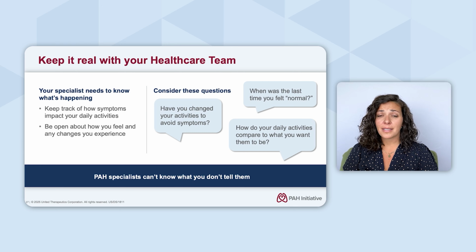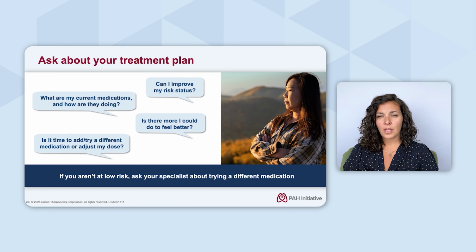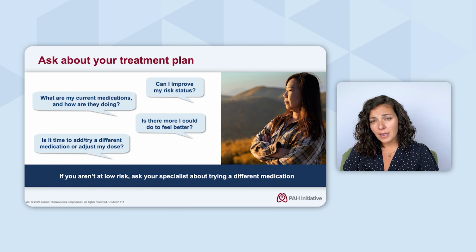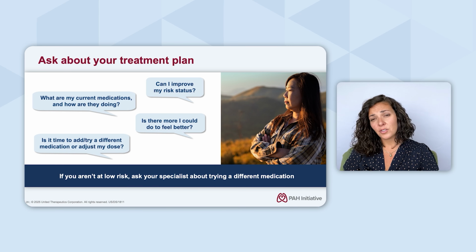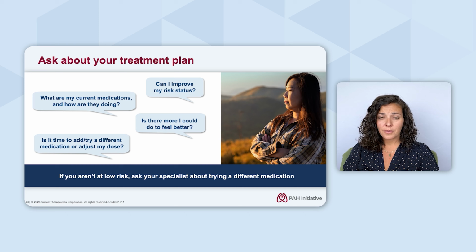Some questions you could consider asking is, when was the last time that I felt back to my baseline? How do my daily activities now compare to how they used to be? And what solicits my symptoms? When you're in your clinic visit, make sure you're asking about your treatment plan. You can ask about, what is my risk status? Is there anything I can do to improve my prognosis? Is there anything I can do to move me to low risk status? Is there a way that I can achieve these goals? Is there something I can do differently or more of to feel better?